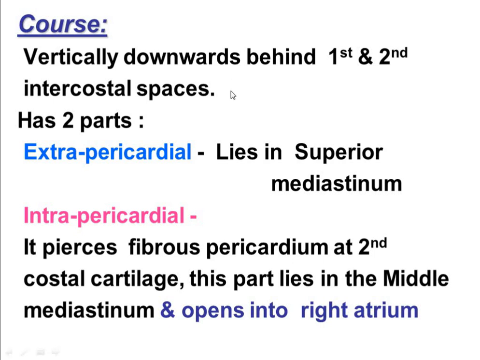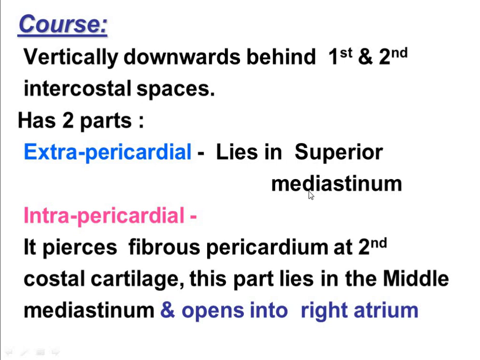It descends vertically downwards behind the first and second right intercostal spaces, on the right side. Right side is the venous side. It has two parts: one part is outside the pericardium, and one is within the pericardium. Outside the pericardium, it lies in the superior mediastinum.